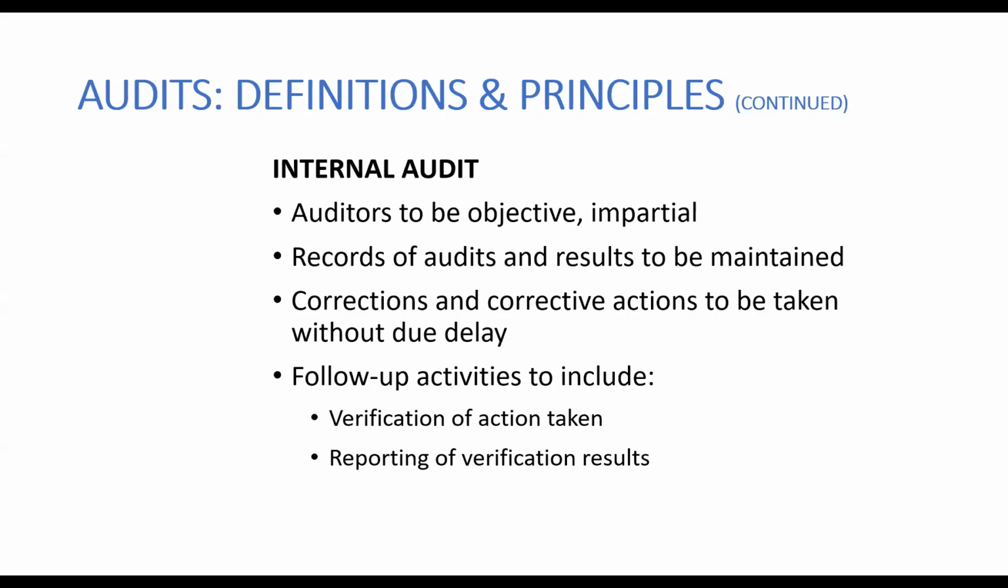For example, production will do the audit for quality, quality will do the audit for warehouse, warehouse will do the audit of another department, purchase will do the audit of customers. So we need to maintain objectivity and impartiality during the audit. Records of audits and results are to be maintained all the time. Definitely, as we already discussed, we need to maintain the evidence about audits, the audit reports, the corrective actions, and the audit notes which you have used during the audit.